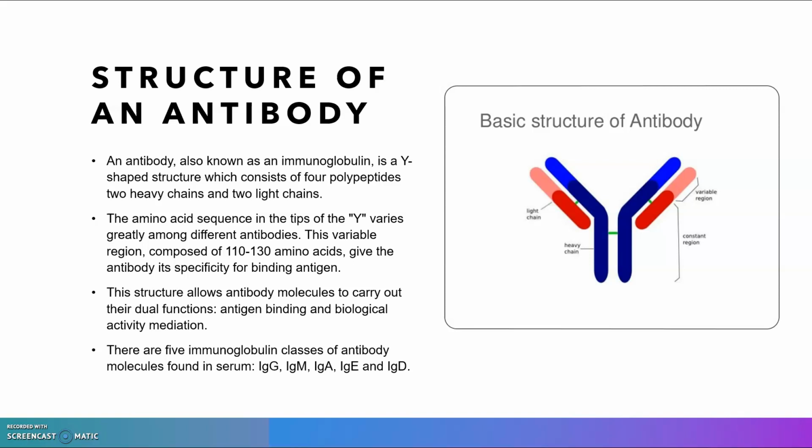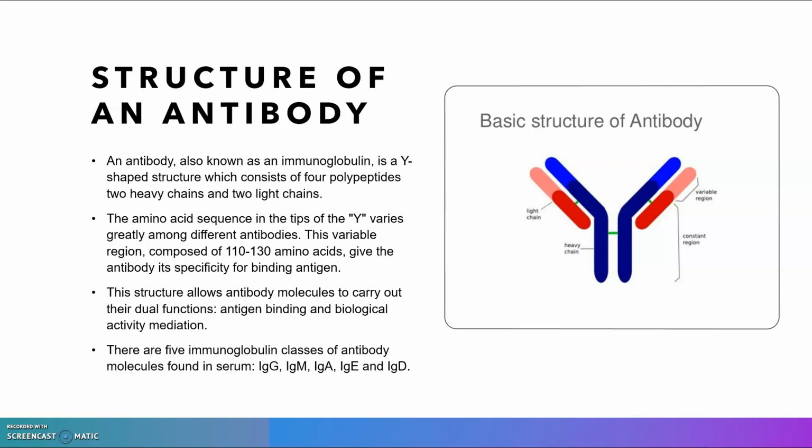The amino acid sequence in the tips of the Y varies greatly among different antibodies. This variable region, composed of 110 to 130 amino acids, gives the antibody the specificity for binding antigen. This structure allows antibody molecules to carry out their dual function, antigen binding and biological activity mediation.